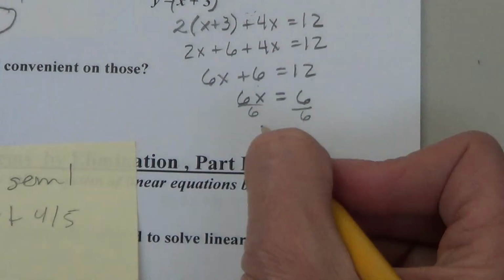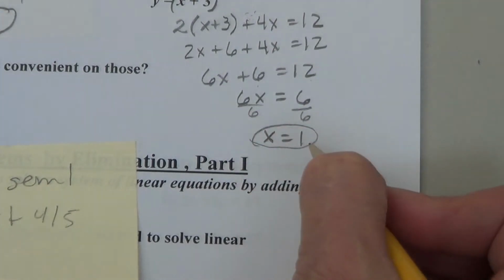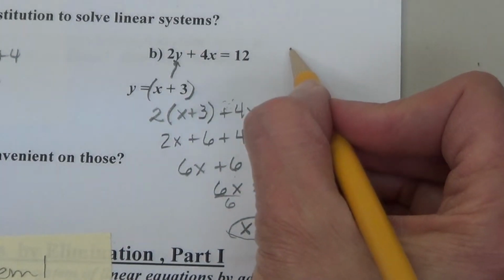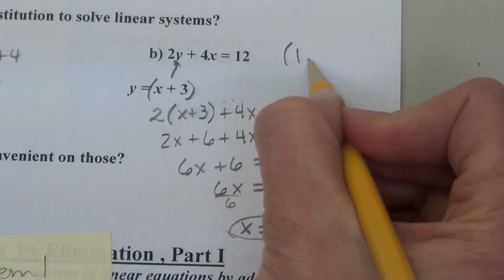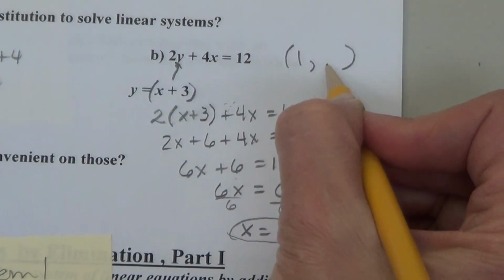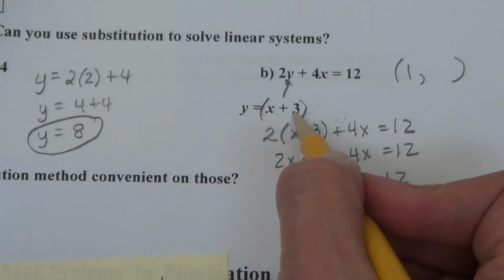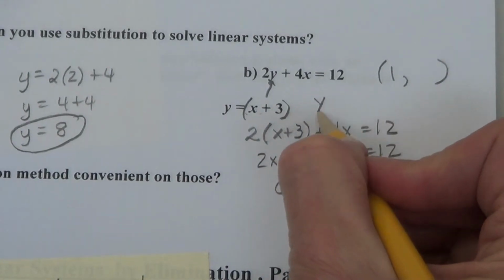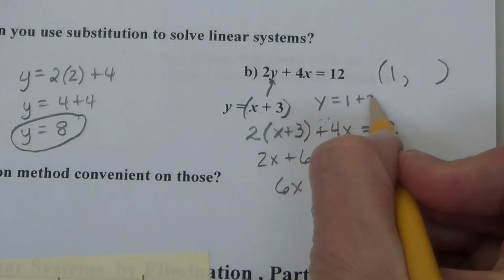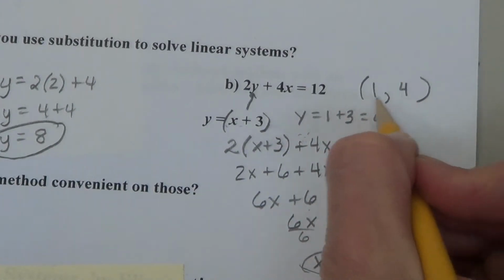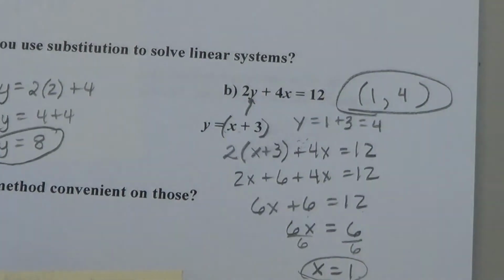Now remember, you're not done with the problem. You've only found the x value of your point where they cross. So we have x equals 1, but now we need to plug in to get our y value. Y equals x plus 3, so y would equal 1 plus 3, which means 4. So there's our solution to the system.